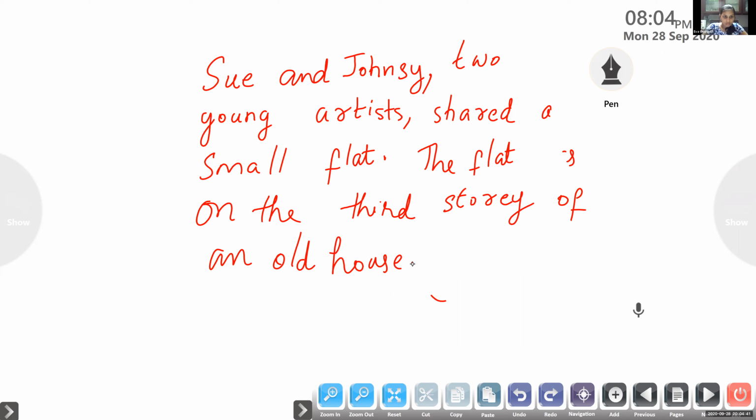Perfect. That's it. The flat is on the third story of an old house. So now let's begin from here.